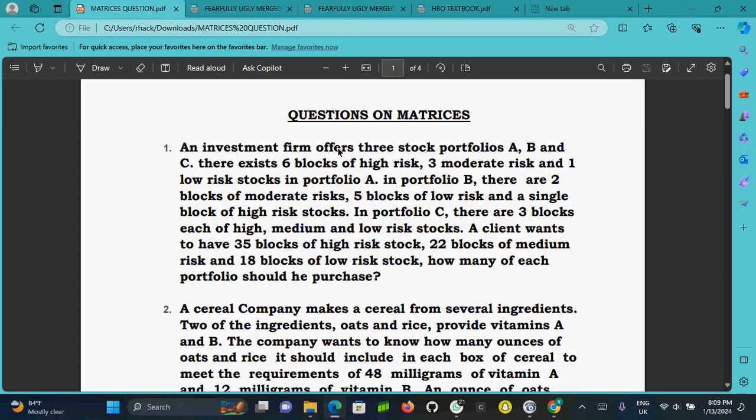A client wants to have 35 blocks of high risk stock, 22 blocks of medium risk, and 18 of low risk stock. How many of each portfolio should he purchase? All right. So now what we are going to do is formulate this like the normal linear programming. So within this, what are the decision variables here?